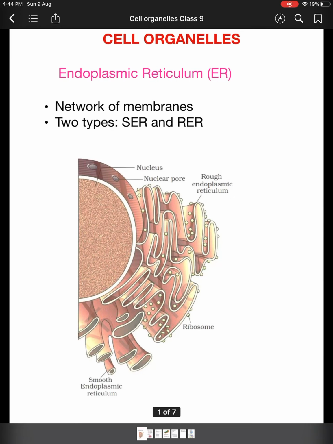Hello students. In last class we discussed about cell. As you know, it contains many specialized organelles and each of these organelles perform a specific function for the cell. So in today's lecture we will discuss about these organelles and their functions.